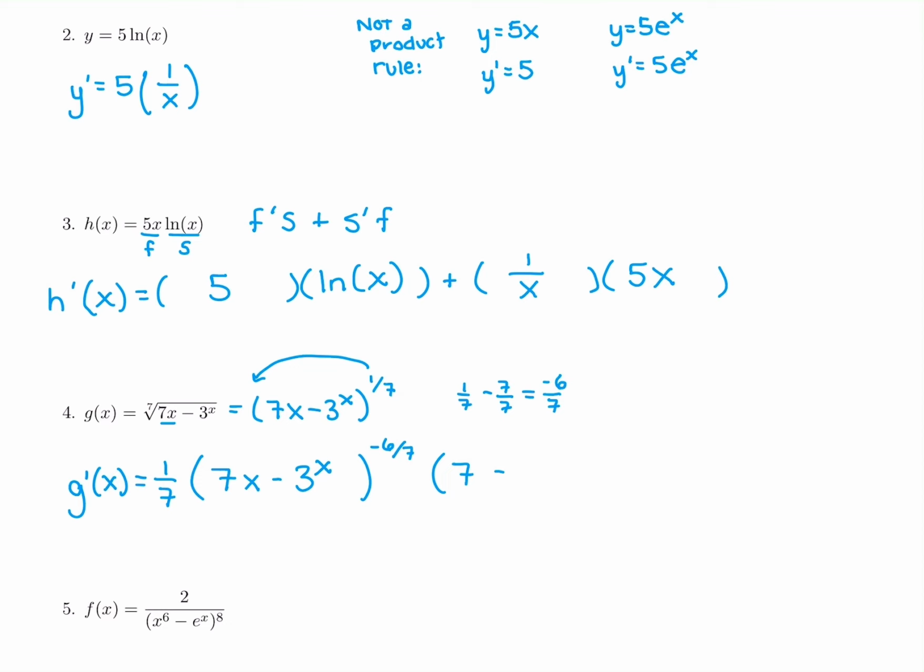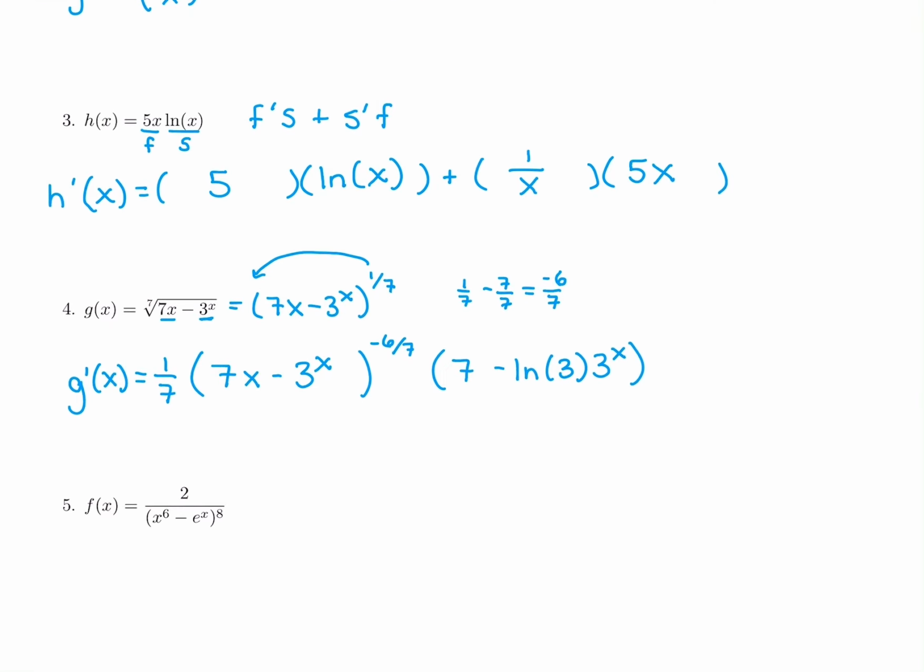And now I need to do minus the derivative of 3 to the x. Keep in mind that's not negative 3 to the x because you only raise positive numbers to the x. So you have minus, and then derivative of 3 to the x is ln of 3 times 3 to the x.